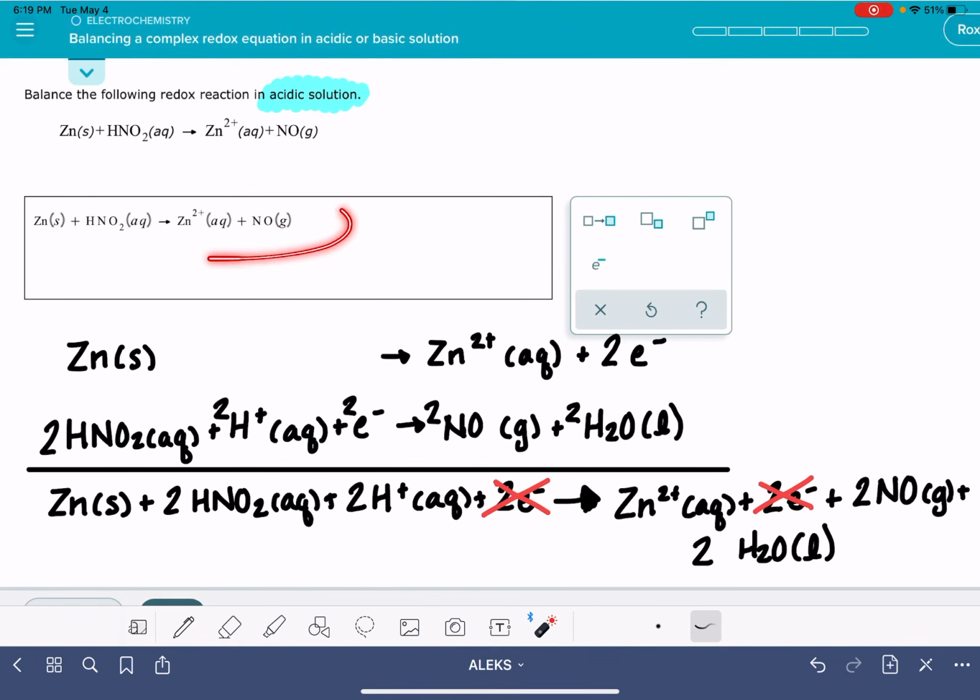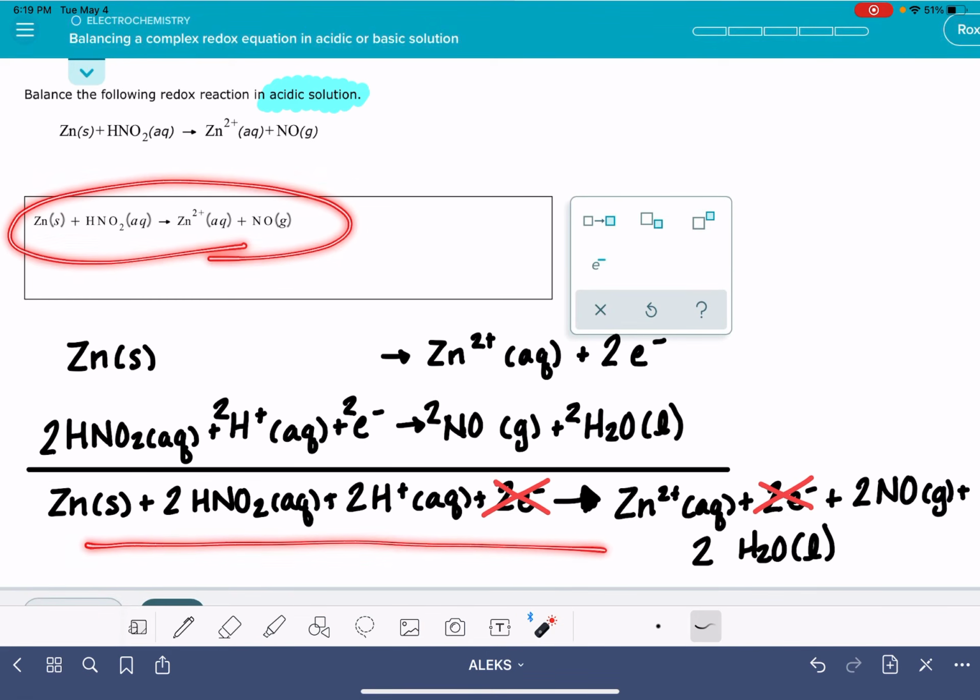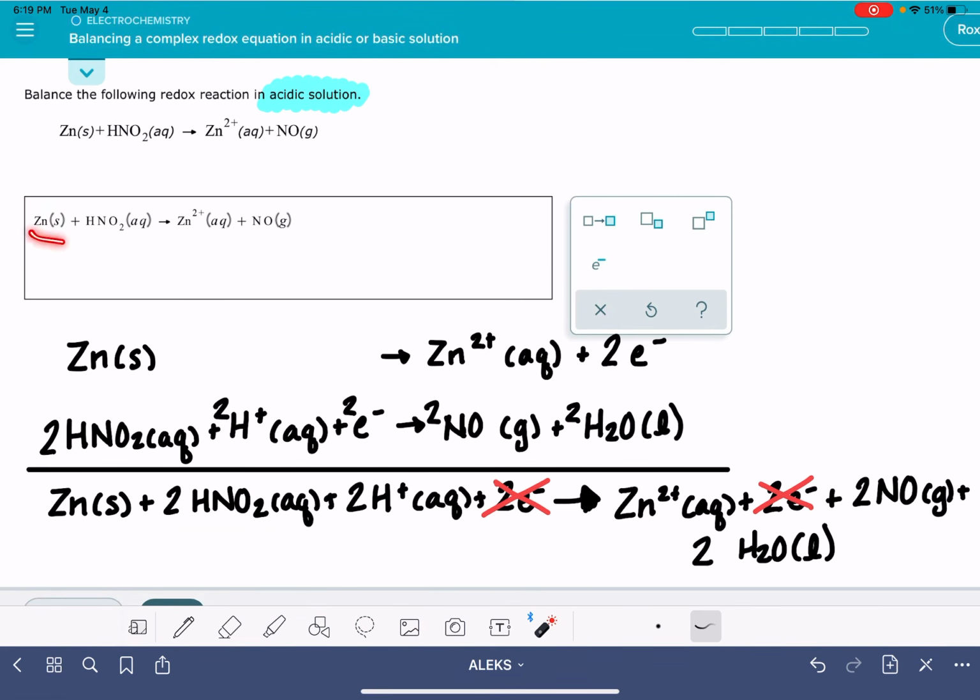So ALEKS has started us off by entering some of these molecules into the answer box. All we're going to need to do is edit this equation that's already there for us. So I can see that I'm going to want to put a 2. I'm just going to make some edits here. I'm going to want to put a 2 in front of the HNO2. I'm also going to need to add 2 H+ aqueous to the left-hand side. And then for my right-hand side, the edits that I need to make, I need to change the coefficient of NO to a 2, so I'll need to fit that in. And then I also need to add the 2 H2O liquid.